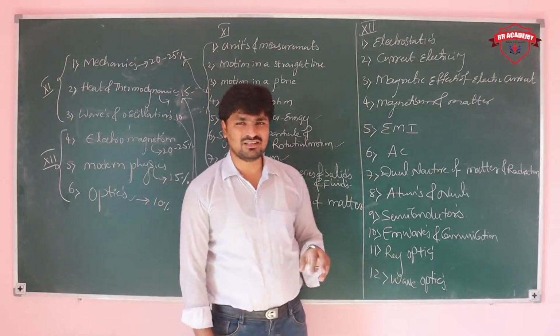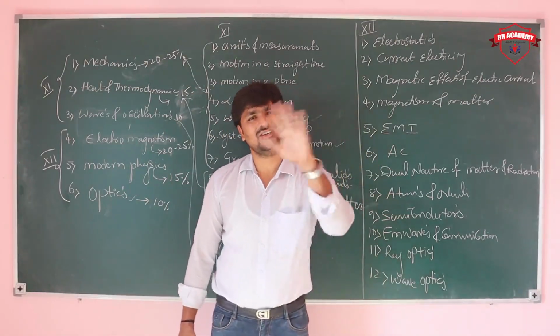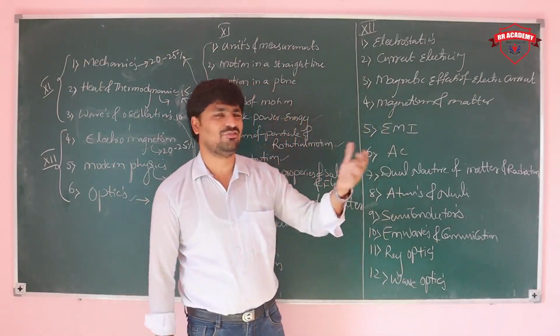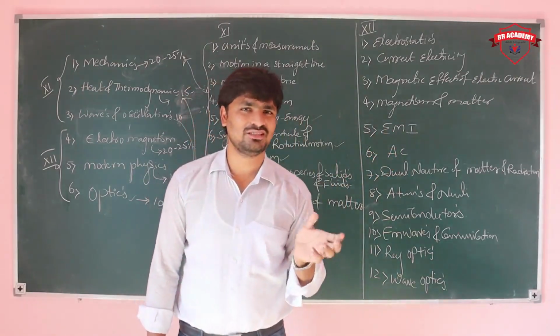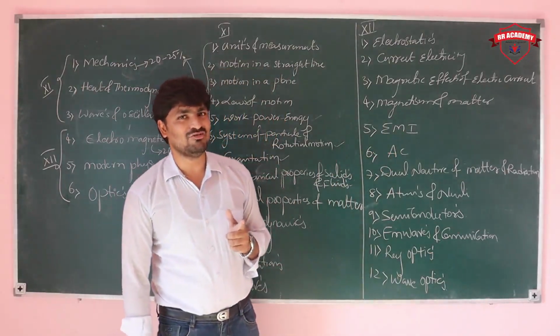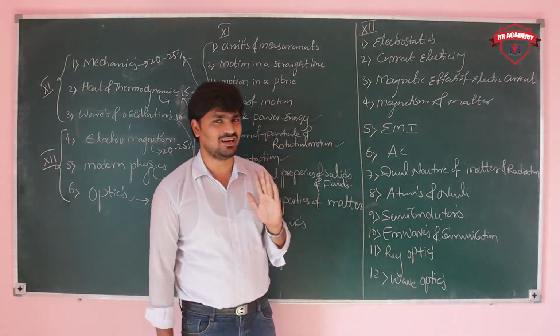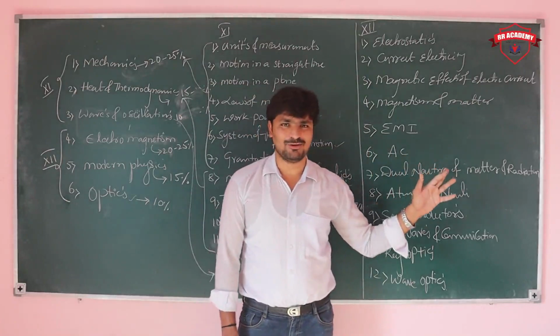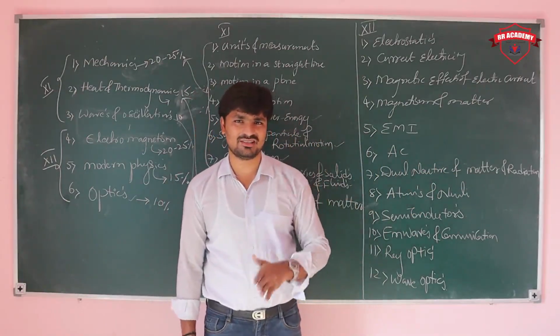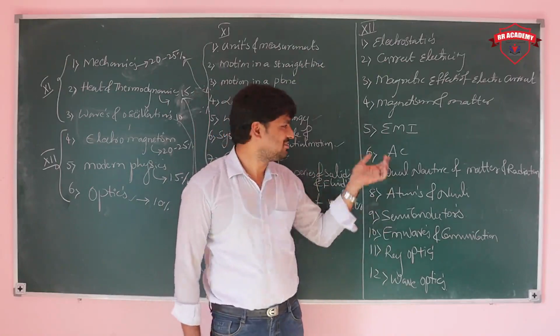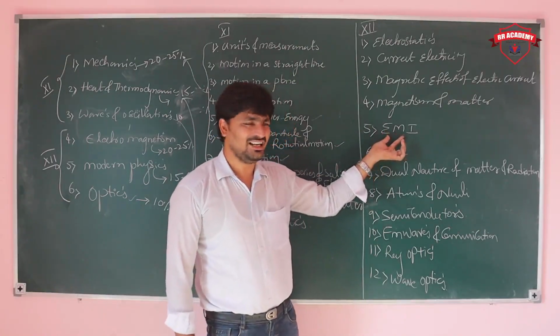So in EMI, we are taking induction of current: how we can induce the EMF, and how we can induce the current. And this principle only we are using in bullet trains. To stop the bullet trains, we are using this principle only. We are producing the reverse magnetism, reverse magnetic effects. That's called eddy currents. That's what we are discussing here, eddy currents.